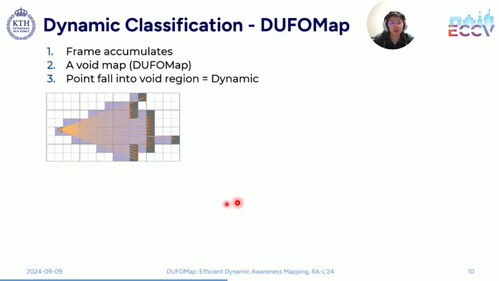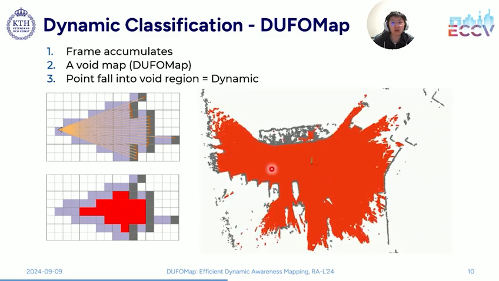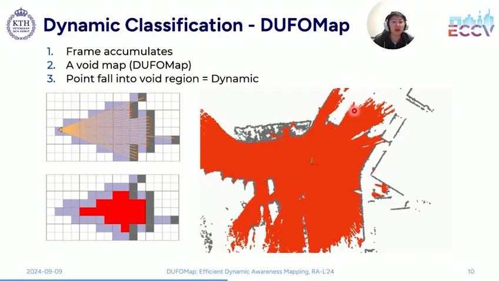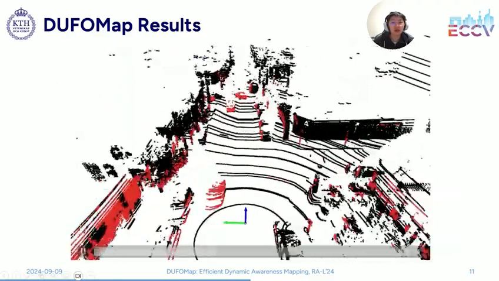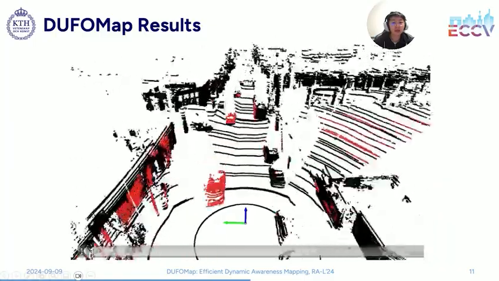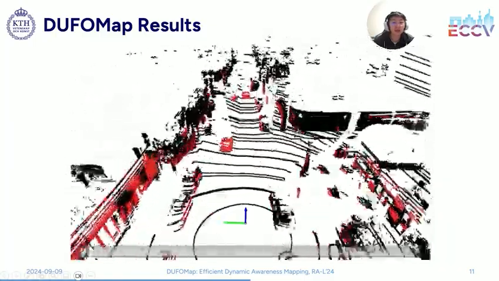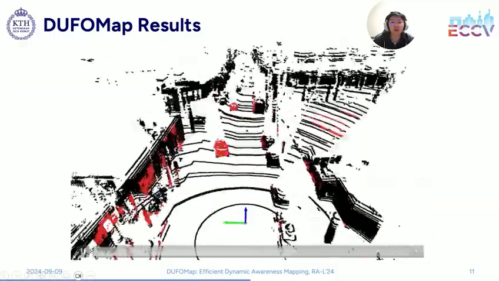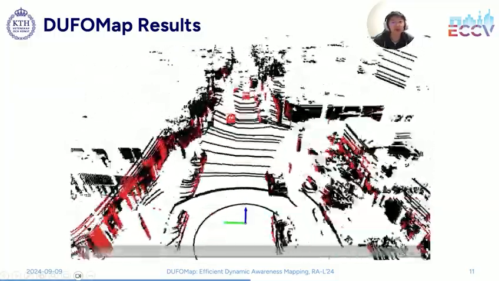We use DUFOMap to classify dynamic points. It uses ray casting to build a void map, and the points that fall into this void region, which is the red space here, are dynamic points. The example result in Argoverse 2 will look like this one. You may notice that some false positives are classified, but it's fine as it's only prior information for the loss. The loss constrains them rather than using this binary output directly.